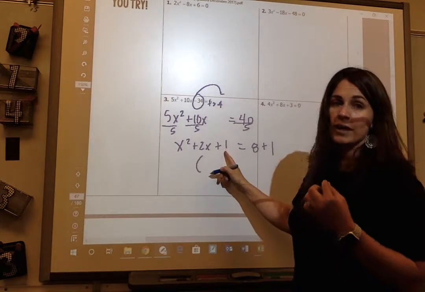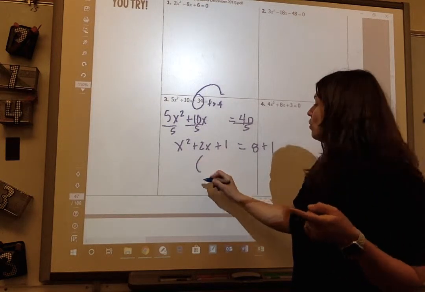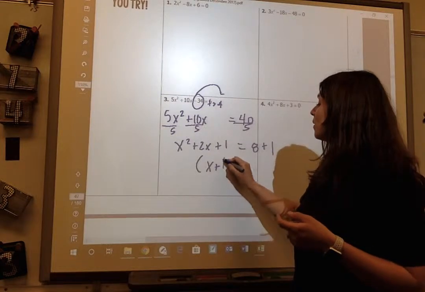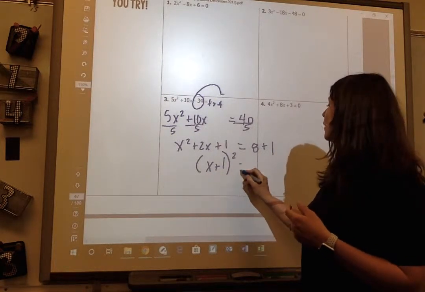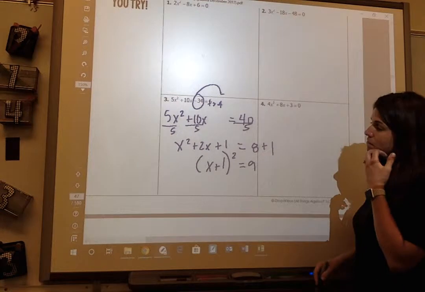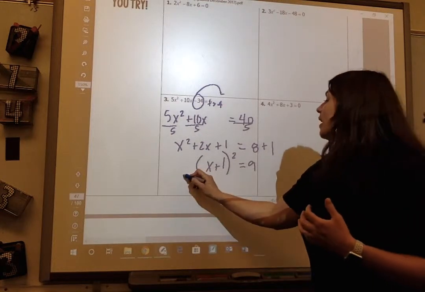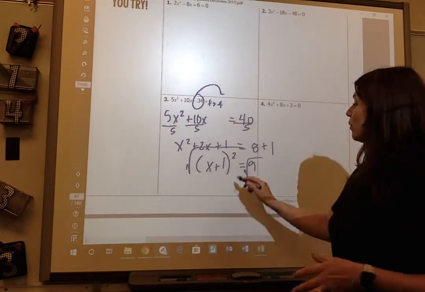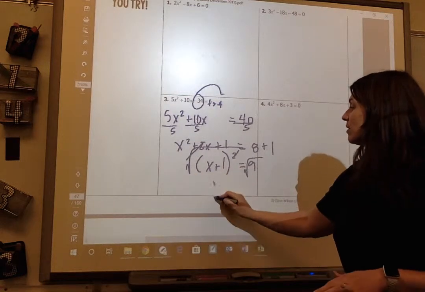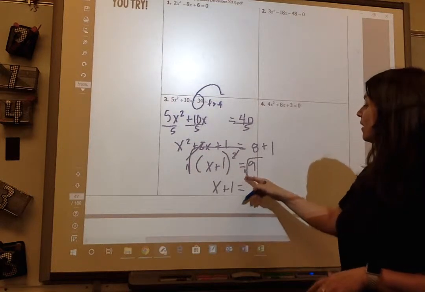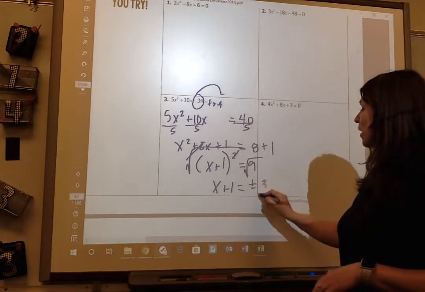And 2 numbers will multiply together, give me 1, but when add, give me 2. Those numbers are x plus 1 and x plus 1. So it's x plus 1 squared equals 9. So that's this step. Now I take the square root and the square root. My square root and squared cancel out to leave me with x plus 1. And the square root of 9 is plus or minus 3.